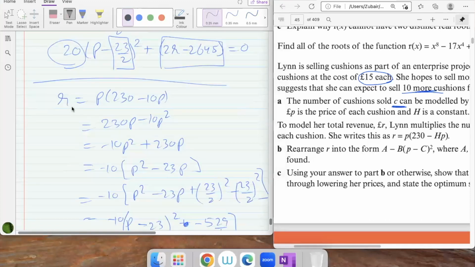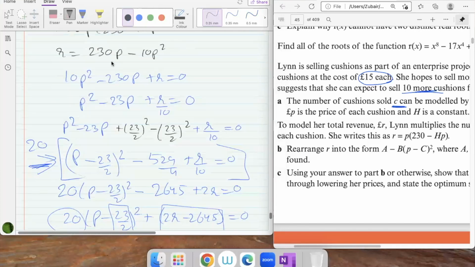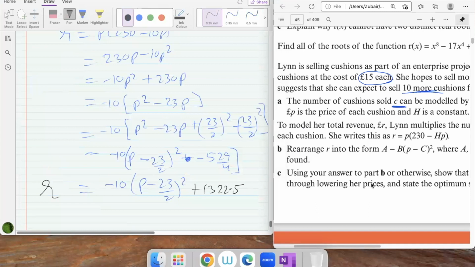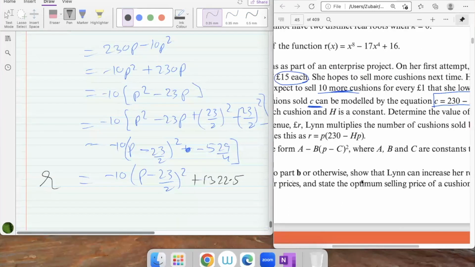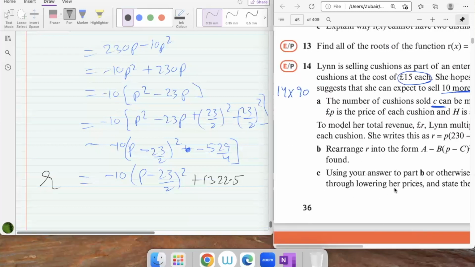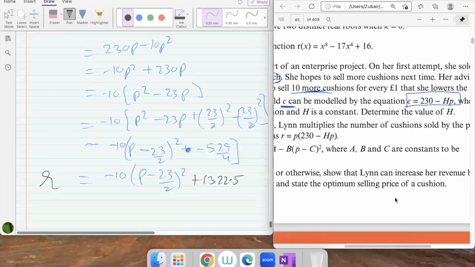I actually took all in one side. That was a mistake. You have to keep R on one side and do the completing square for the rest. Using your answer to B or otherwise, show that Lynn can increase the revenue by 122.5 pounds through lowering her price, and state the optimum selling price of the cushion.